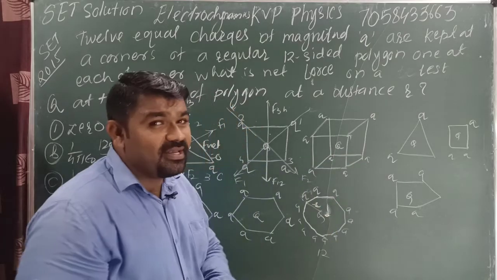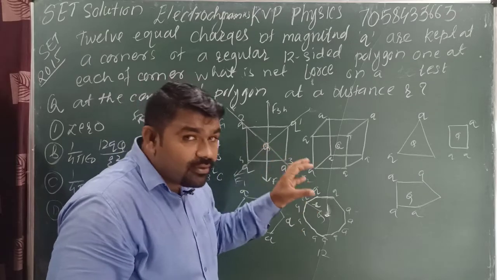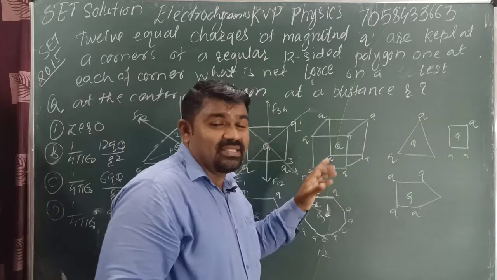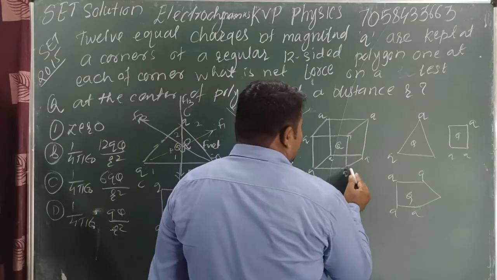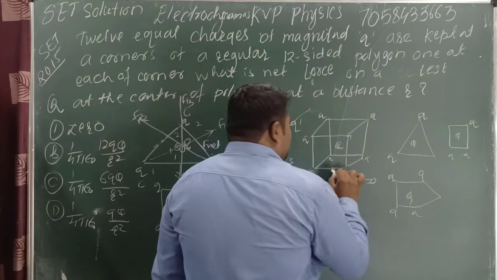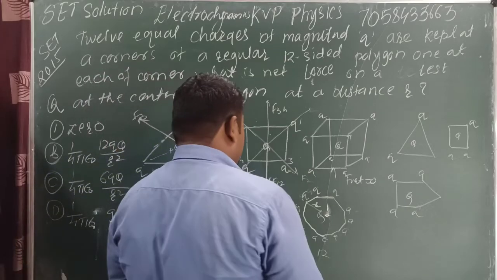Next, here we can take the cubic system. All charges are placed at a corner, of equal magnitude. Whatever the amount of force acting on this capital Q is equal for all charges, so they cancel each other. And what is the net force at the center? Net force at the center for the cube system, how much? 0. Cube system, 0. Got it?